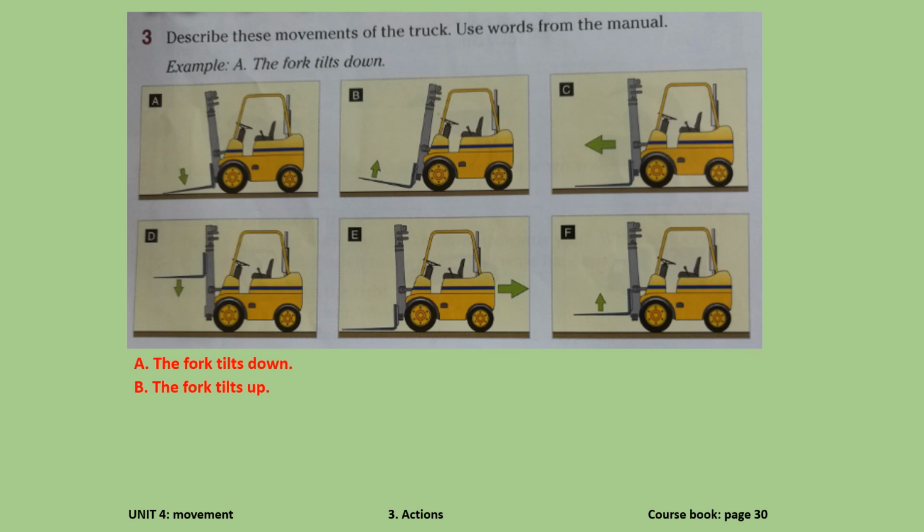Okay, welcome back. Let's look at C. What is the sentence? Very good. The truck moves forward. D, the fork moves down. E, this is very important, take care. The truck reverses. Reverses means goes backwards. And F, the fork moves up.